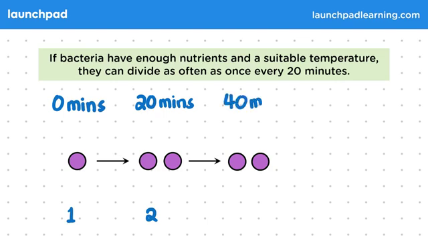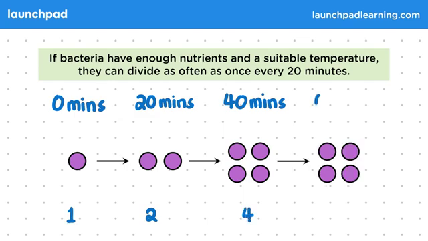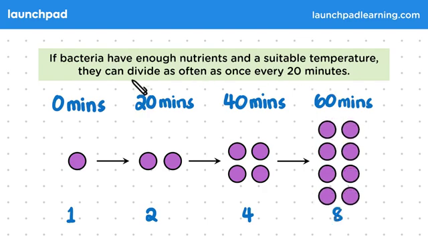After 40 minutes, these 2 bacteria have divided again into 4 bacteria. And after another 20 minutes, these 4 bacteria have divided to produce 8 bacteria. So in the space of just 60 minutes, our bacterium has divided to produce 8 individual bacteria. So bacteria can go on dividing, but population growth will slow down or even stop if they run out of nutrients. How can we culture microorganisms like bacteria in a lab?